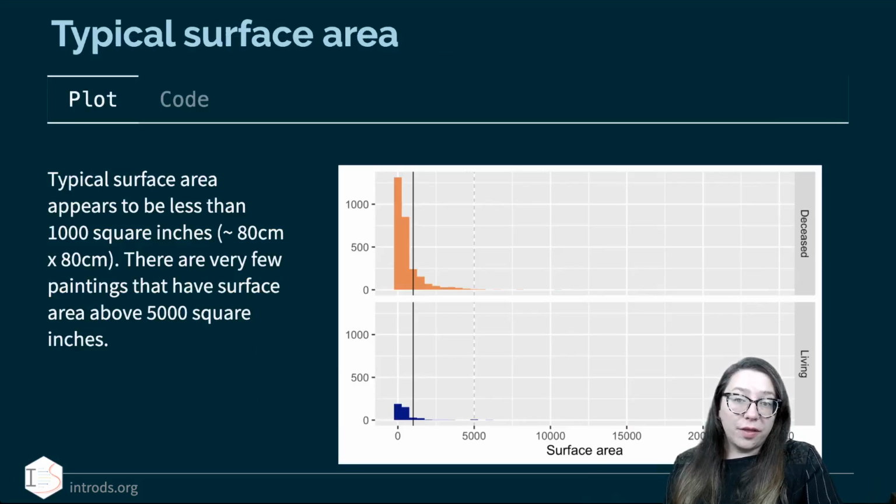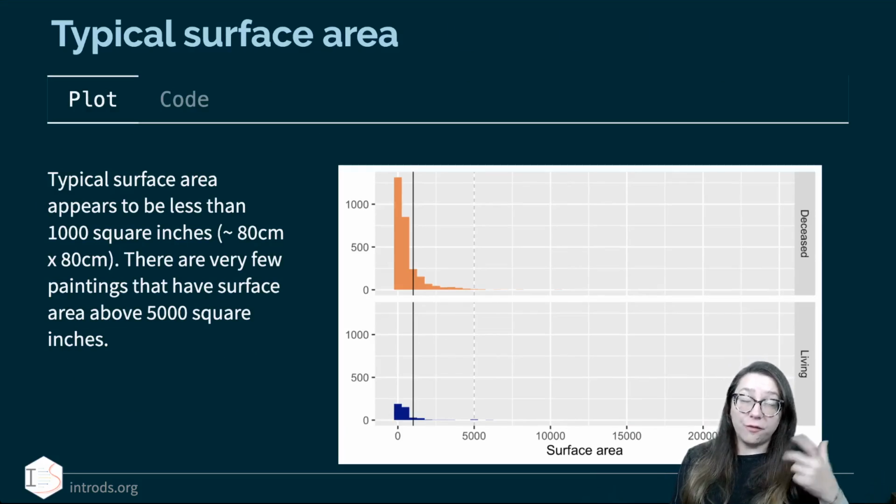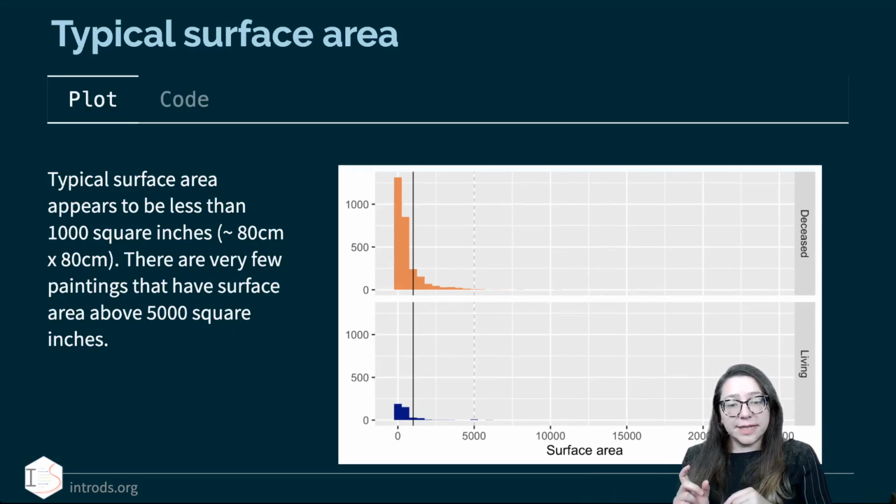Here is what the typical surface area looks like for both of these types of paintings with deceased artists and living artists. So on top we have the deceased in orange, and then on the bottom we have the living in purple. The typical surface area appears to be less than 1,000 square inches, which you can think about as like an 80 centimeter by 80 centimeter painting would roughly give you that. And there are very few paintings that have surface area above 5,000 square inches.